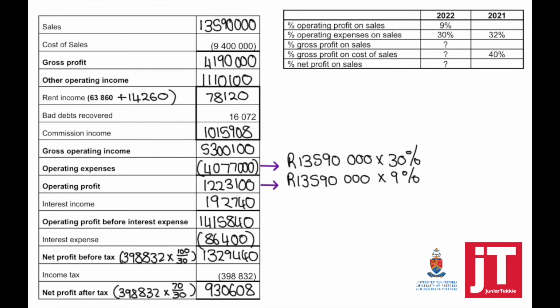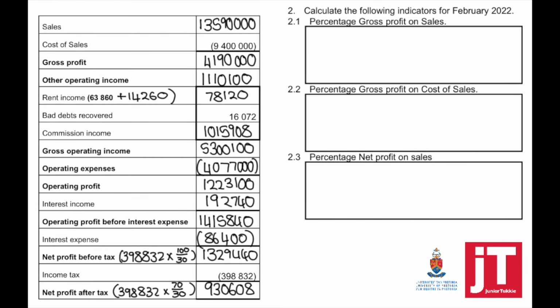This is what you can expect at grade 12 level, where you need to use the financial indicators to complete a statement of comprehensive income. Calculating percentage gross profit on sales, we need to take the gross profit divided by the sales figure times 100.